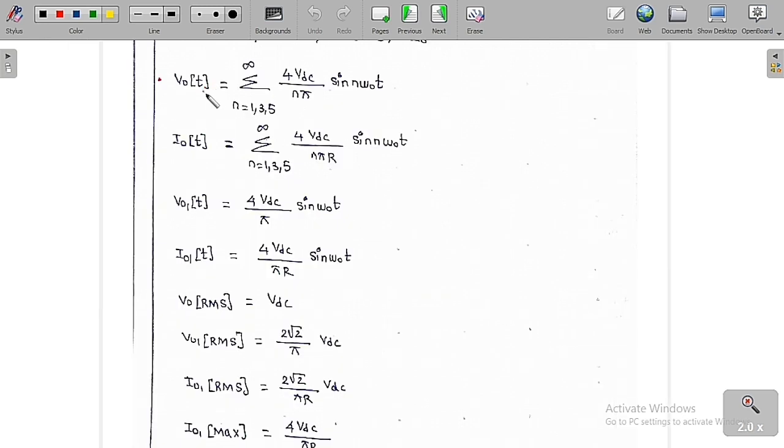Now I am going to write the Fourier series expansion of this output voltage, which is the sum over n equal to 1, 3, 5 up to infinity of 4 times the peak value, which is VDC by n pi, into sine of n omega naught t. And the output current i naught of t is the sum over n equal to 1, 3, 5 up to infinity of 4 VDC by n pi R into sine of n omega naught t.